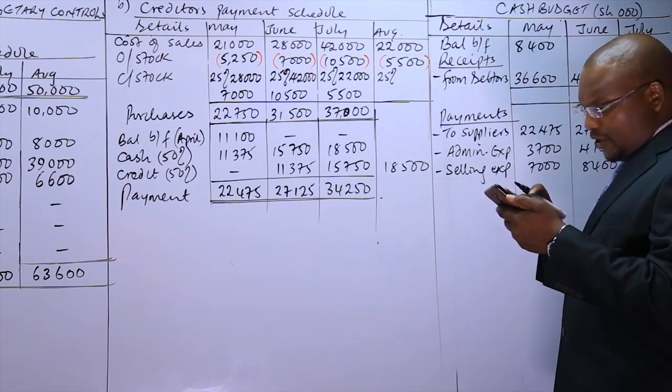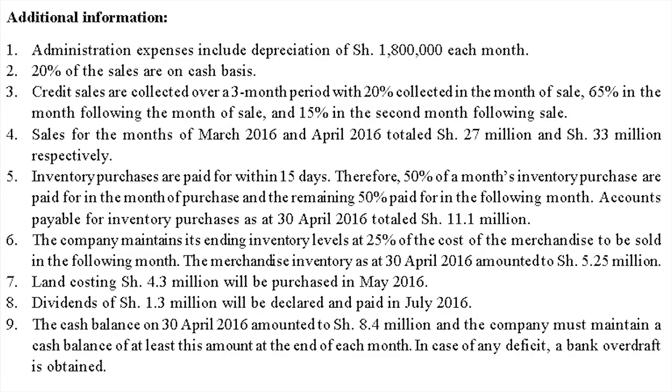Then I go to the information. I'm through with admin. Number 2 is sales. Number 3 is also sales. I'm through with it. Number 4 is sales. I'm through with it. Number 5 is about payment. I'm through. Number 6 is about inventory. I am through with that. Number 7 is land costing. So we have land.